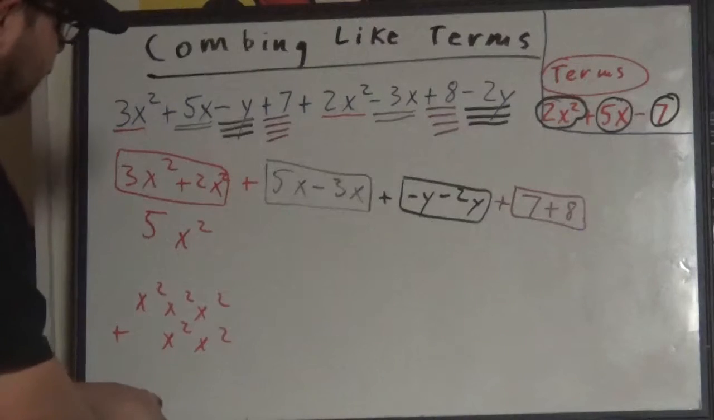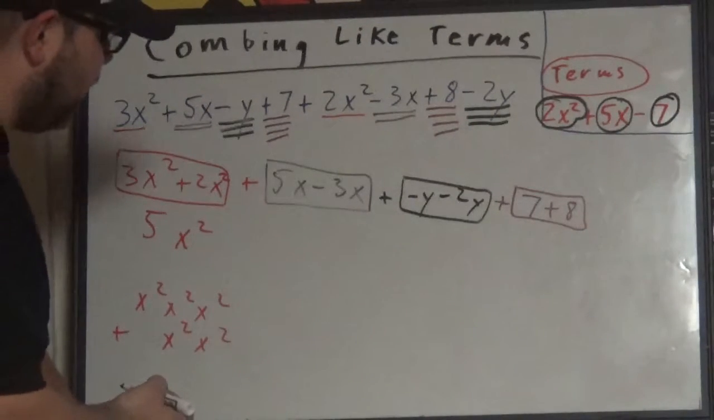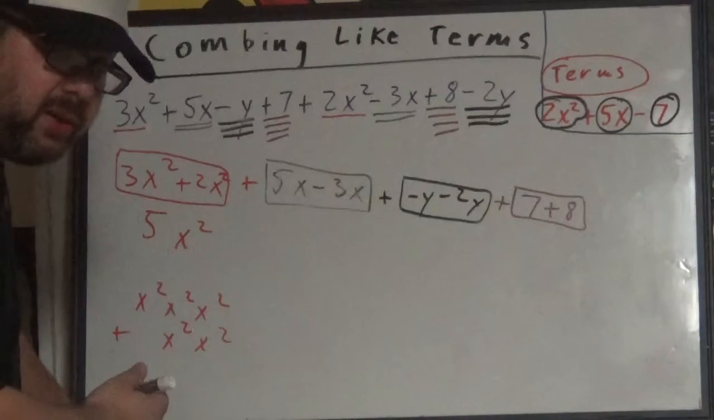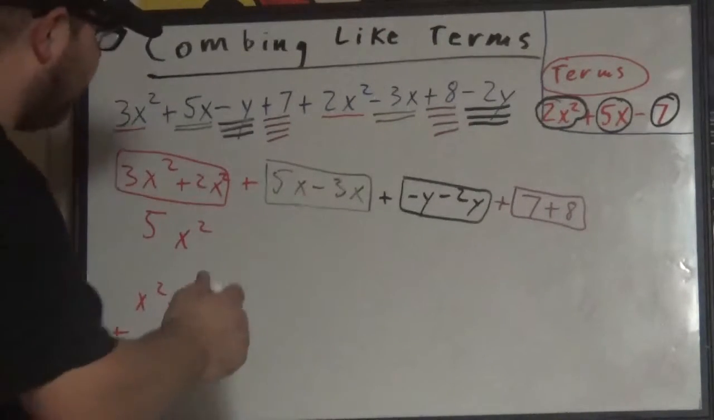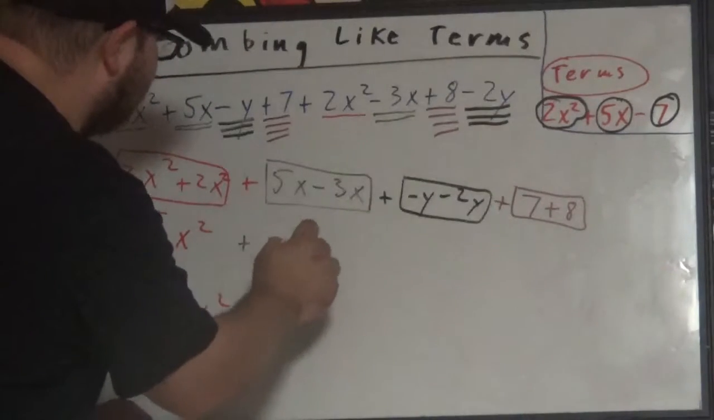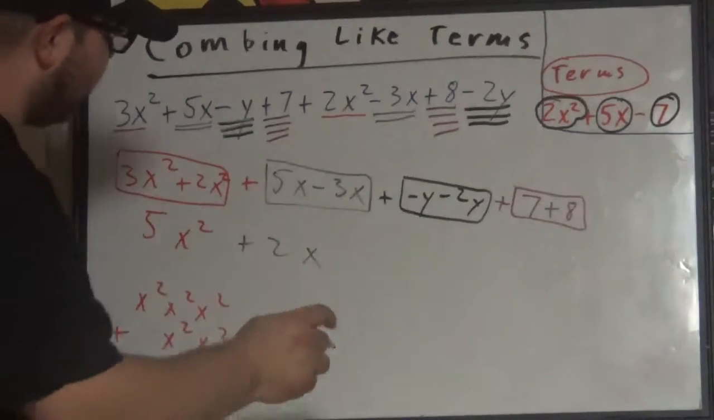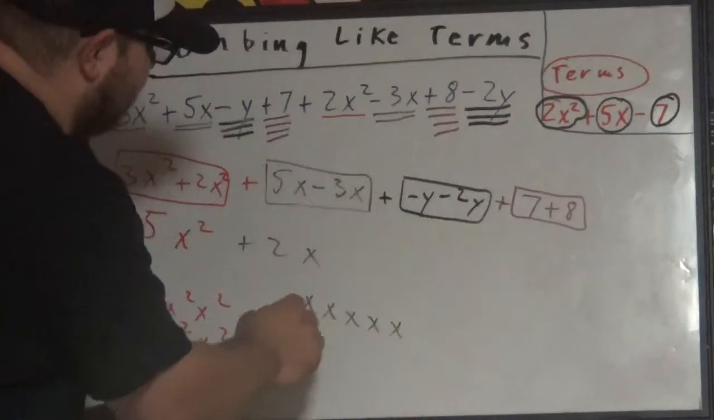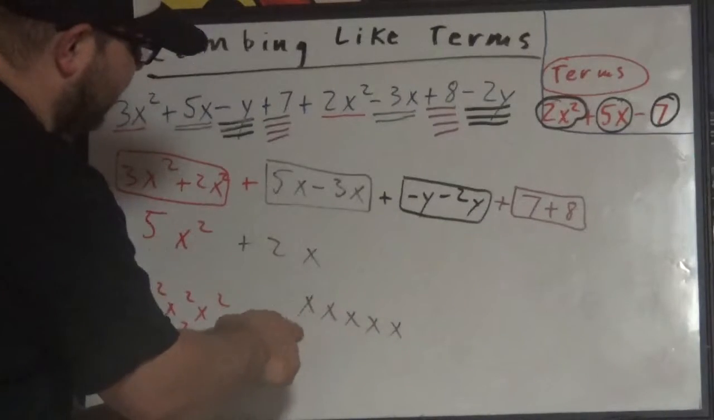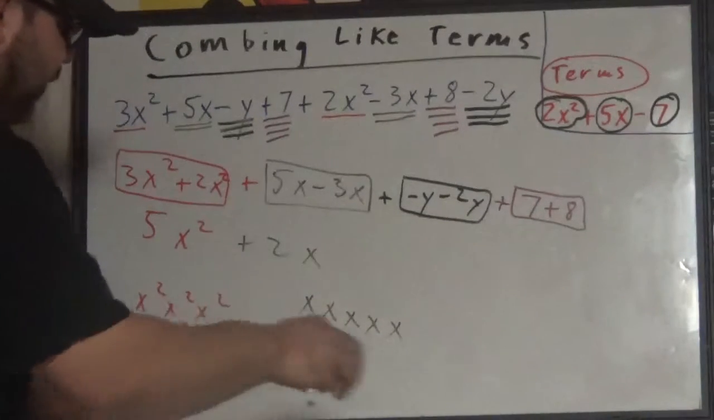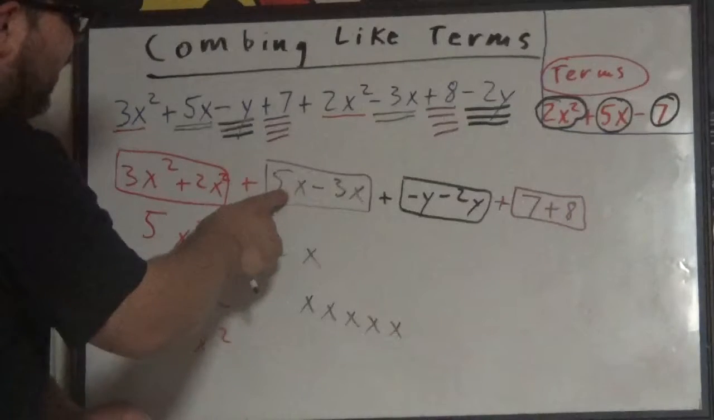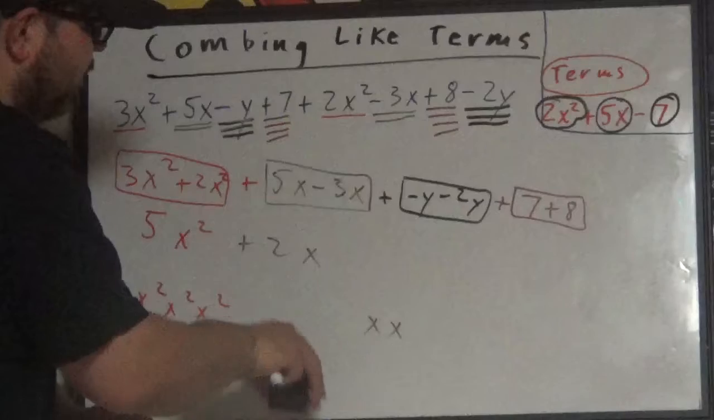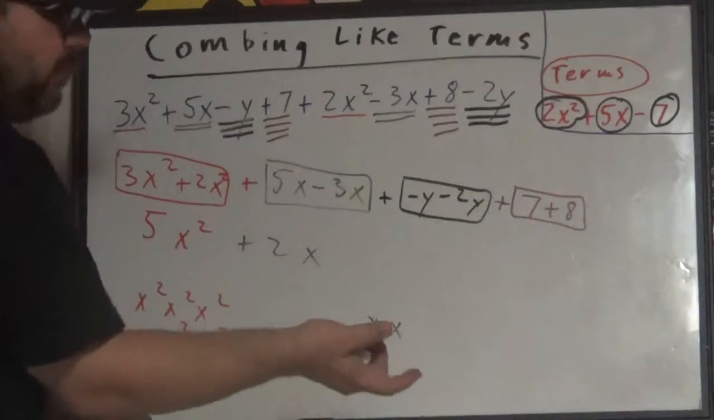Now we have 5x minus 3x. Well, what's 5 minus 3? 5 minus 3 is 2, so we're going to have plus 2x. Let me show this visually. So if I have 5x's and I'm minusing 3x's, I'm not even going to write it out like I did over here. If I have 5x's and I'm minusing 3x's, well, 1, 2, 3. How many do I have left? Of course I have 2.